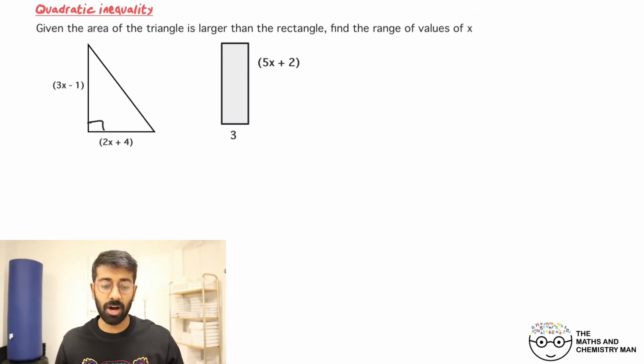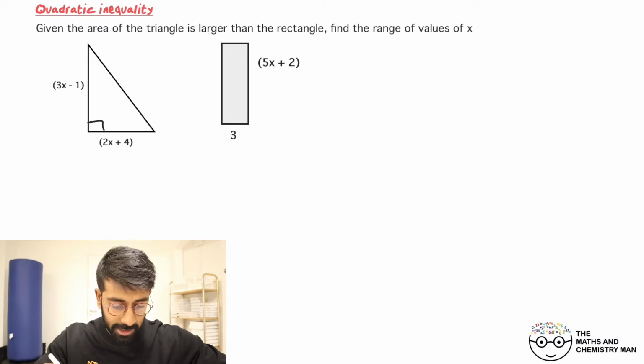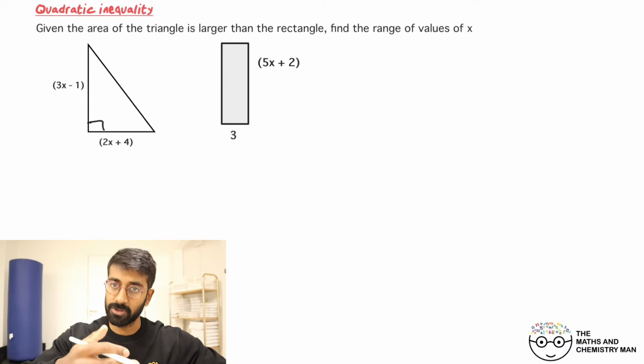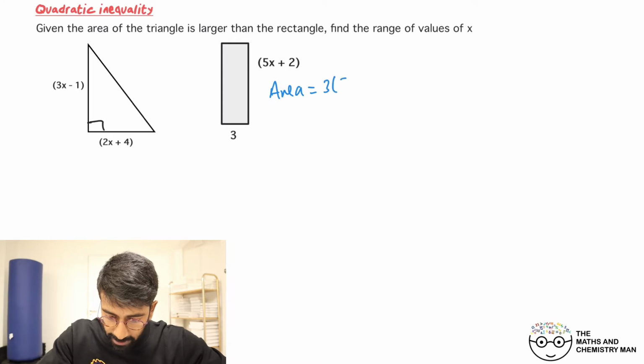Right, it is answer time. Let's get cracking then. So, first thing I would have done is work out the area of the rectangle and the area of the triangle, right? So let's get expressions for those. Now the area of the rectangle, all we need to do is 3 and then multiply that through this bracket here. So area equals, and that's going to be 15x plus 6.